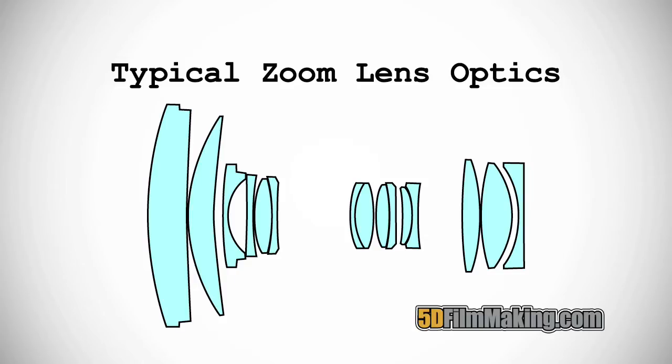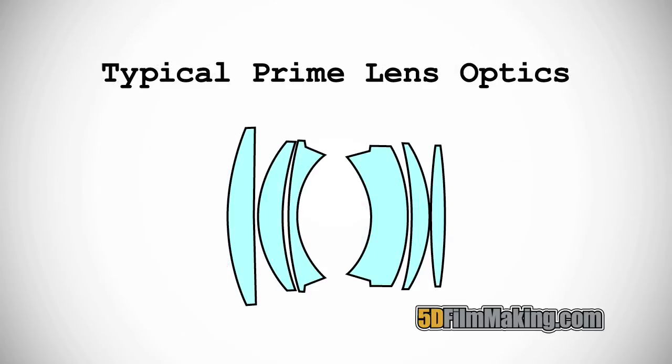Number one, the image is sharper. Looking through one window is going to be clearer than looking through a stack of windows. Now, of course, a really good zoom lens is going to be sharper than a really lousy prime lens. But generally speaking, the more pieces of glass you have in your lens, the more diffused your image is going to be and the softer it's going to be.